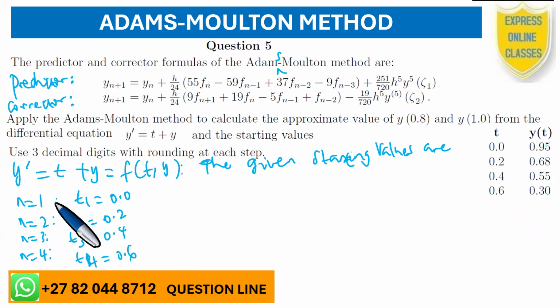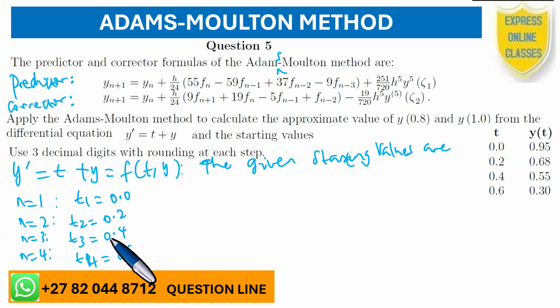So we start according to this because it's 0, 0.2, 0.4, 0.6. So we can start from n equals 1, which is T1, which is 0.0. Then n equals 2, 0.2. N equals 3 is 0.4. N equals 4 is 0.6. Good. Yeah, we can start like that.